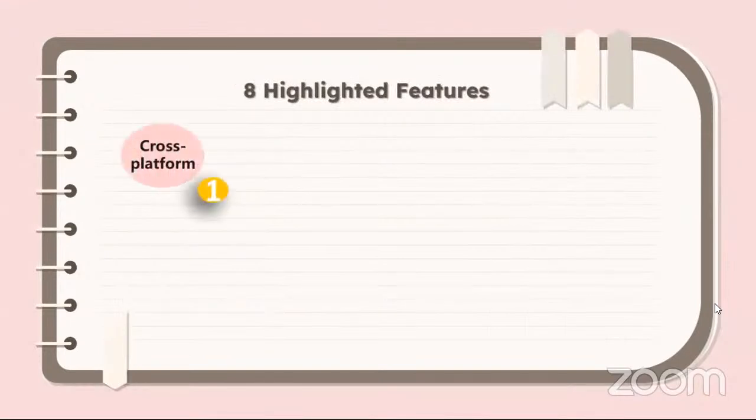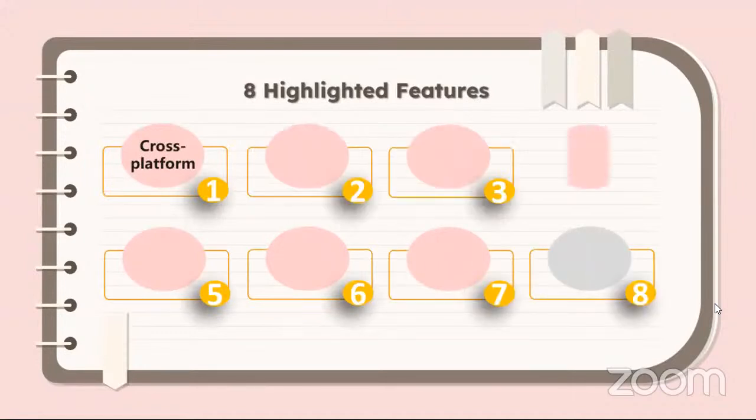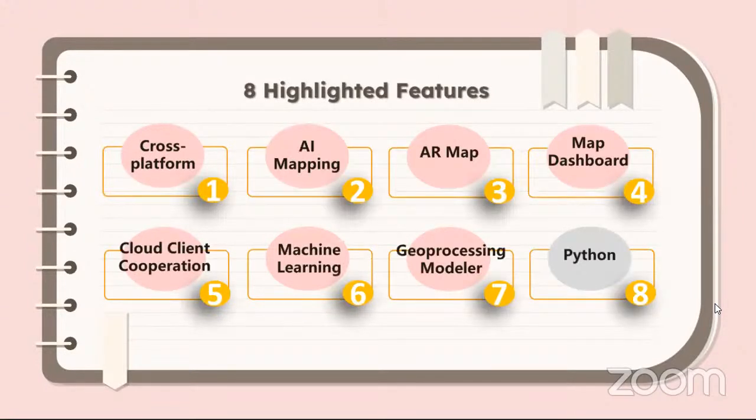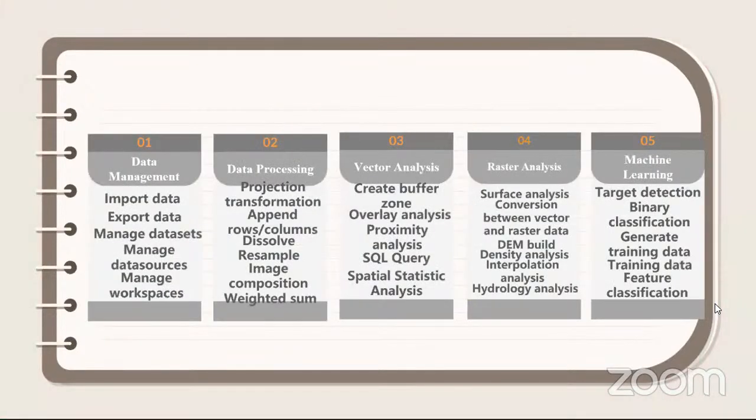Our last highlighted feature of the iDesktopX is the Python features. Here lists what the Python can do in the SuperMap iDesktopX. As you can see, there are 5 things that Python can do in the SuperMap iDesktopX, such as data management, data processing, vector analysis, raster analysis, and machine learning.